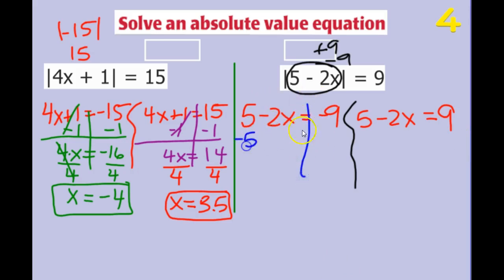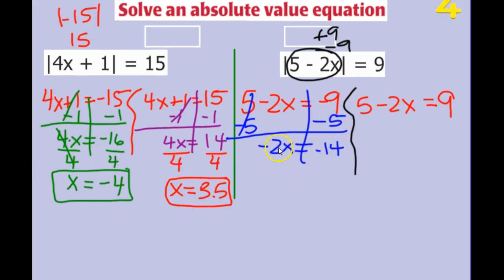So subtract 5 on both sides. Get rid of addition and subtraction first. Don't forget the negative with the 2. And negative 9 minus 5 is negative 14. And then last, the opposite of multiply by negative 2 is divide by negative 2. A negative divided by a negative should give us a positive. And 14 divided by 2 is 7.